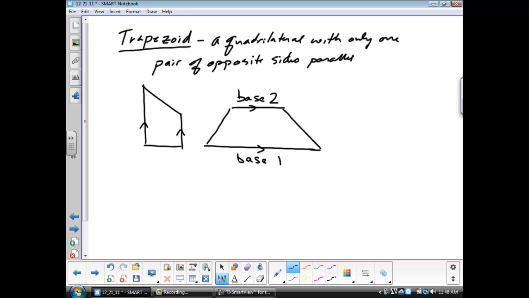Do you average the bases and multiply by the height to get the area? You do. Now, this one would have a base here and a base here. And it doesn't matter which one you call base 1 or base 2, and I'm having a hard time drawing these. Okay?